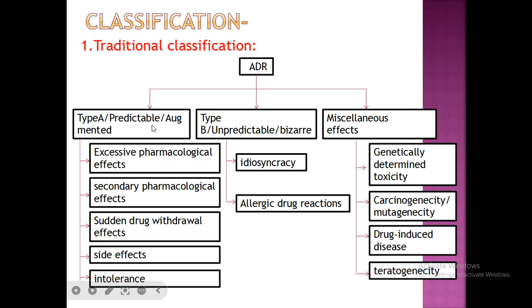So under type A, or predictable or augmented adverse drug reactions, there are 5 subtypes of ADRs. The first one is excessive pharmacological effects, secondary pharmacological effects, sudden drug withdrawal effects, side effects, and intolerance. Under type B, or unpredictable or bizarre, there are 2 subtypes, idiosyncrasy and allergic drug reactions. Under miscellaneous, there are 4 subtypes of ADRs, that is genetically determined toxicity, carcinogenicity or mutagenicity, drug-induced disease, and teratogenicity.